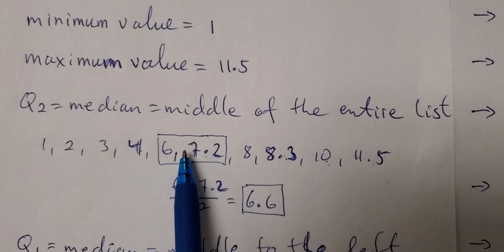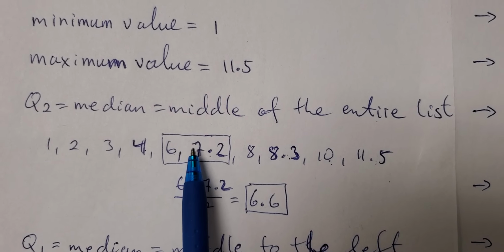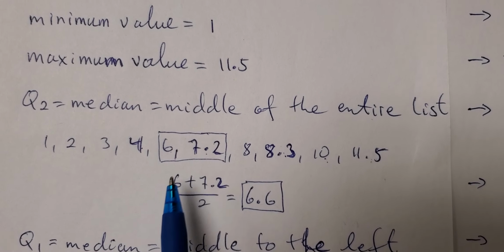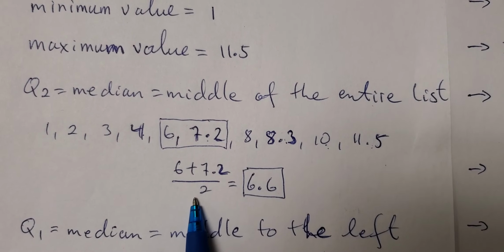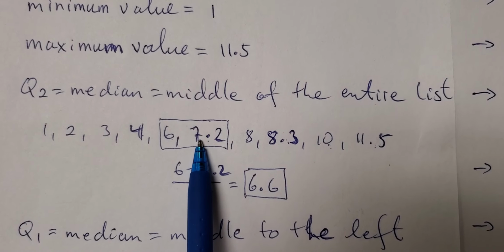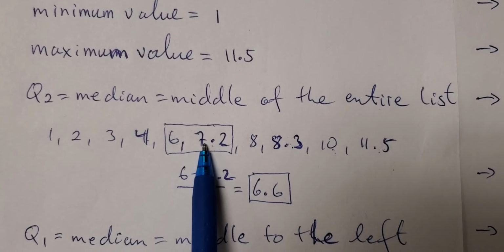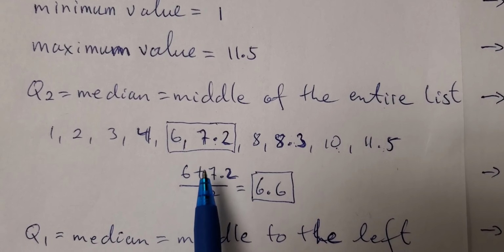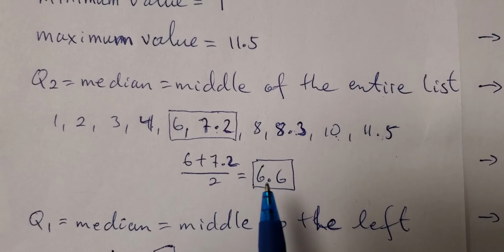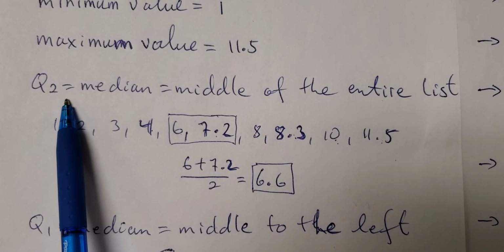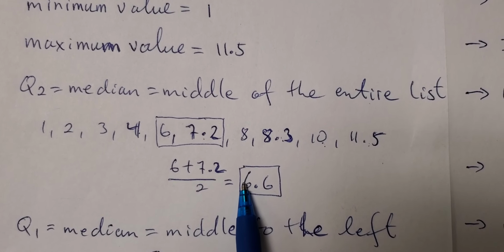And this is my middle number. However, since there are two middle numbers, you have to add them up and divide by 2. If the middle is only one number, then that is Q2. However, since there are two middle numbers, you must add them up and divide by 2. So in this case, our Q2 is 6.6.